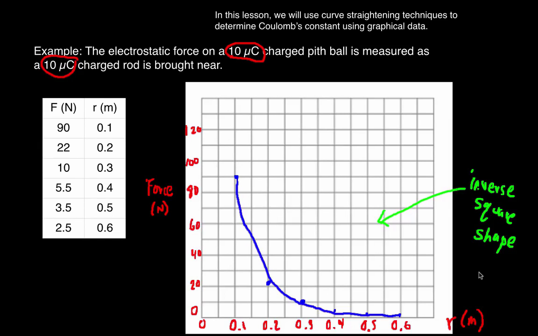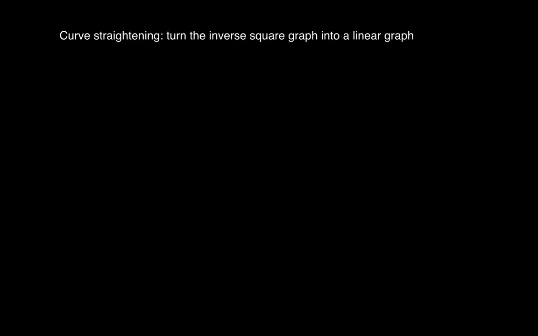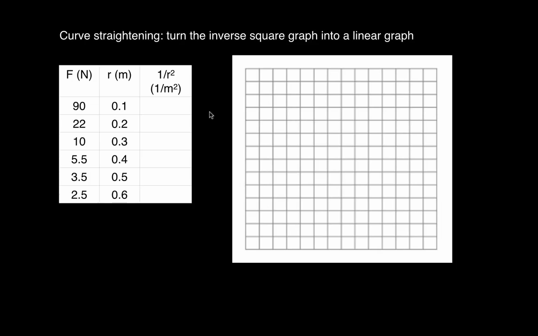use a method called curve straightening to find out exactly how much it's dropping by and give us the value for Coulomb's constant. Curve straightening means that we take the inverse square graph and we turn it into a linear graph. To do this, we take the axis that the graph is curving towards and we inverse square it. So instead of plotting r on the x-axis, I'm going to plot 1 over r squared.